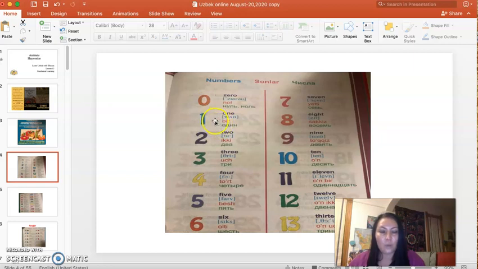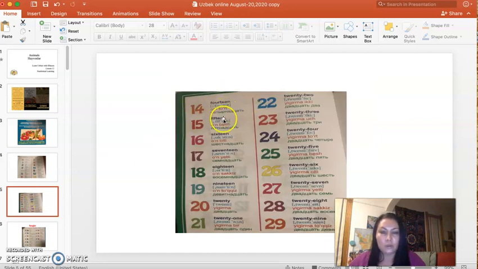We counted from 1 to 10. Right? Sanamoq means to count. Let's repeat. 1, 2, 3, 4, 5, 6, 7, 8, 9, 10, 11, 12, 13. I will continue because we will learn more today, and also we will add numbers to animals.